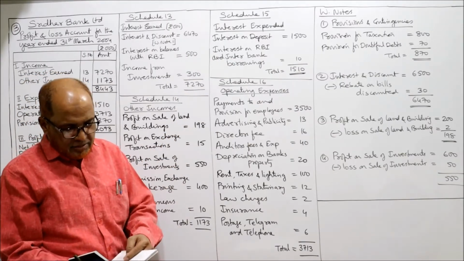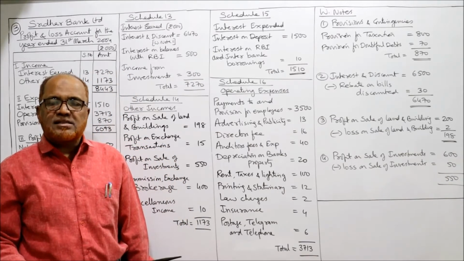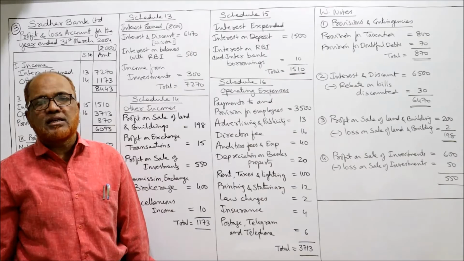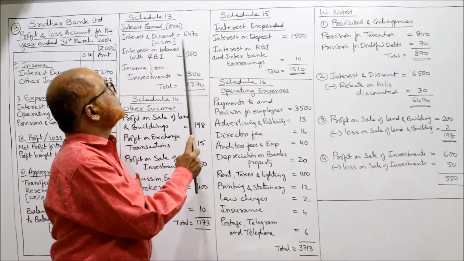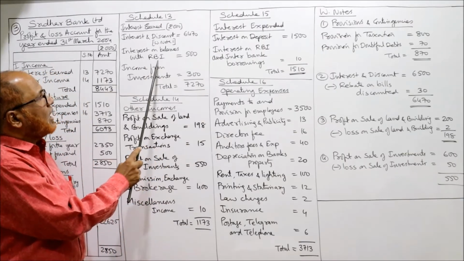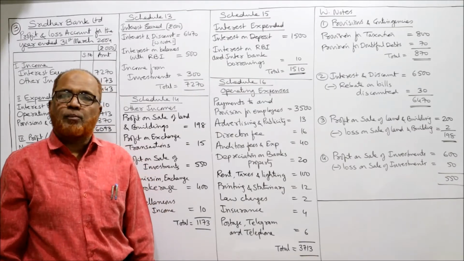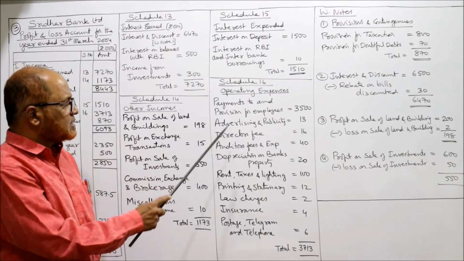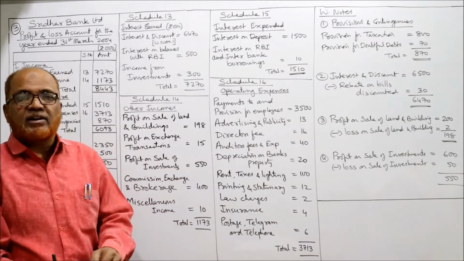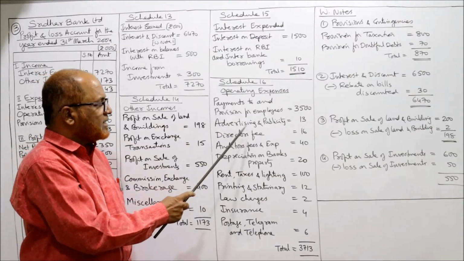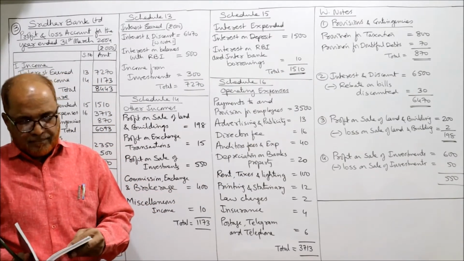Next item is interest on balances with RBI. Again it is interest earned, 13th schedule. Interest on balances with RBI, 500. Next item is payments to and provision for employees, operating expenses 16. Payments to and provision for employees, 3,500. Next comes advertising and publicity, again operating expenses, 16th schedule. Then loss on sale of land, building and other assets.